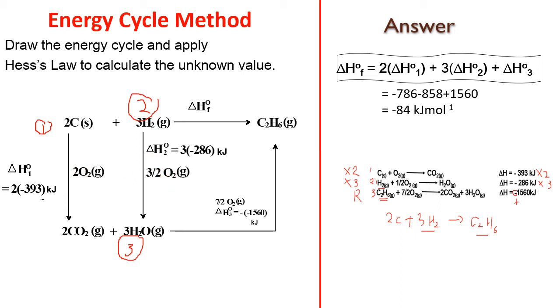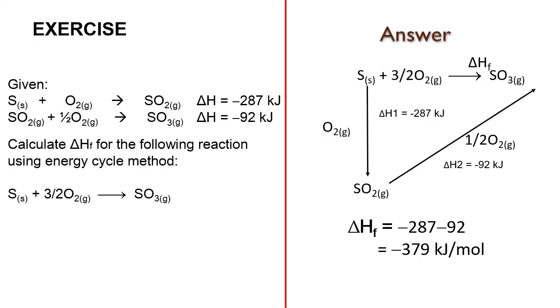Okay, next. Again, this is a second example to calculate the enthalpy of formation by using the energy cycle method. So this is the targeted equation. Sulfur reacts with oxygen to form sulfur trioxide. The targeted equation you write on the top, and then this one is the first equation.